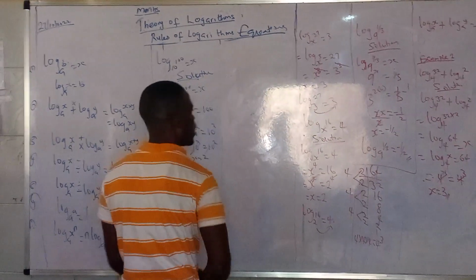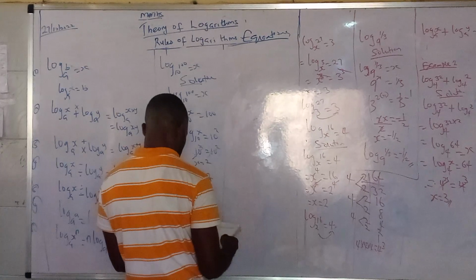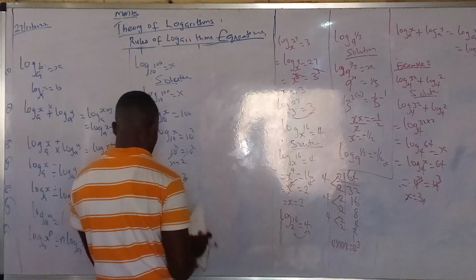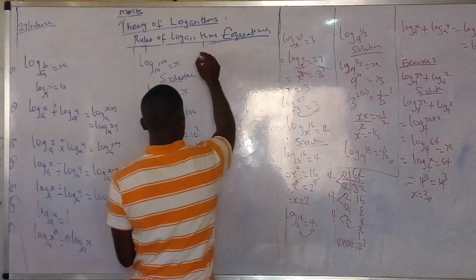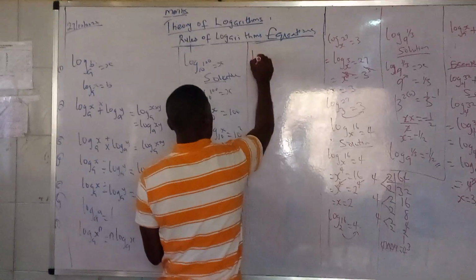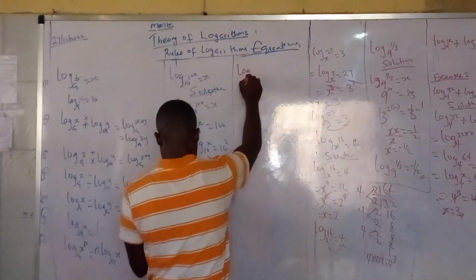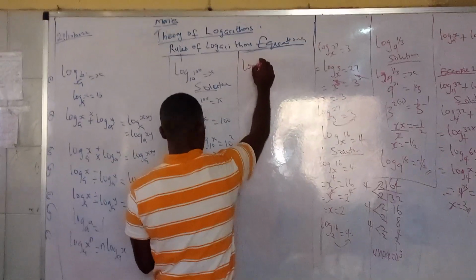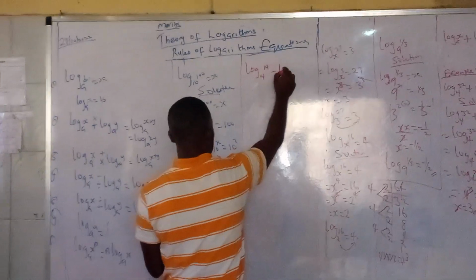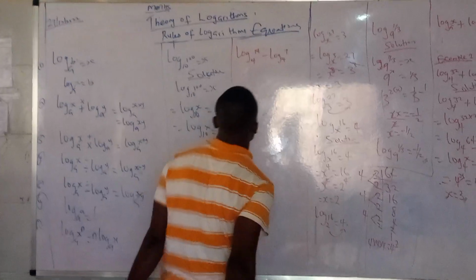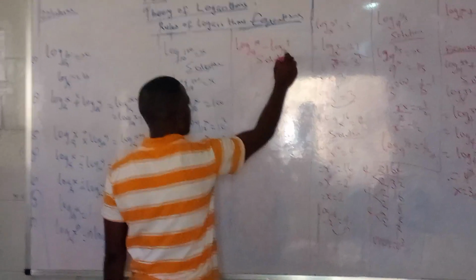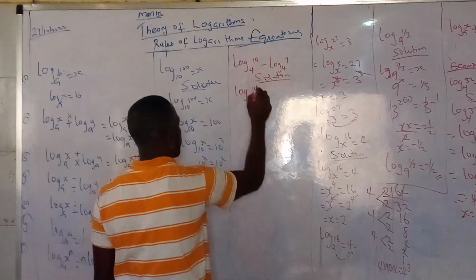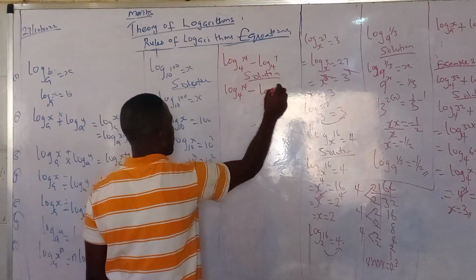Okay? That is addition. So if you are given log 4 to the power of 14 minus log 4 to the power of 7. Division, log 4 to the power of 14 minus log 4 to the power of 7.